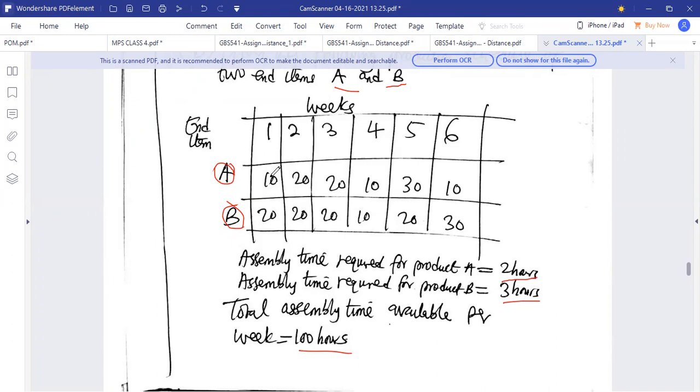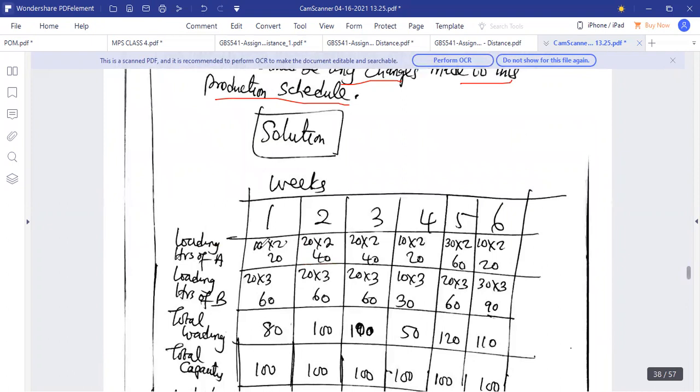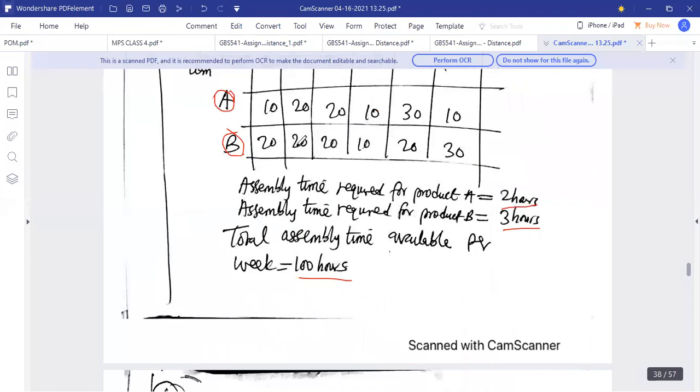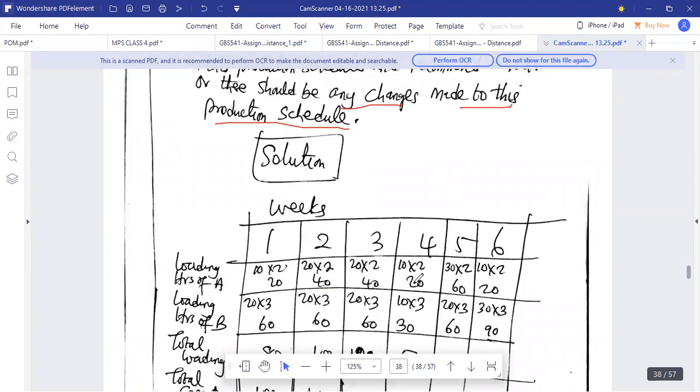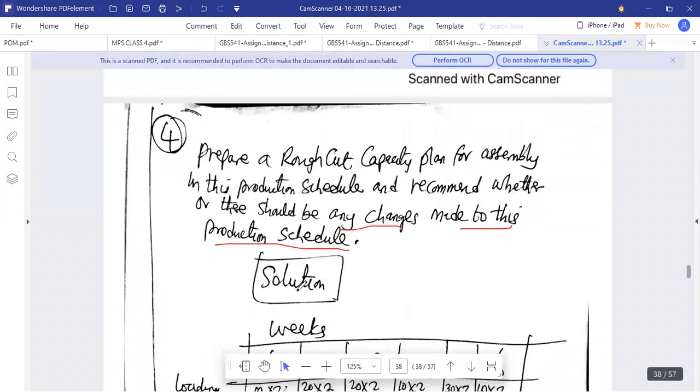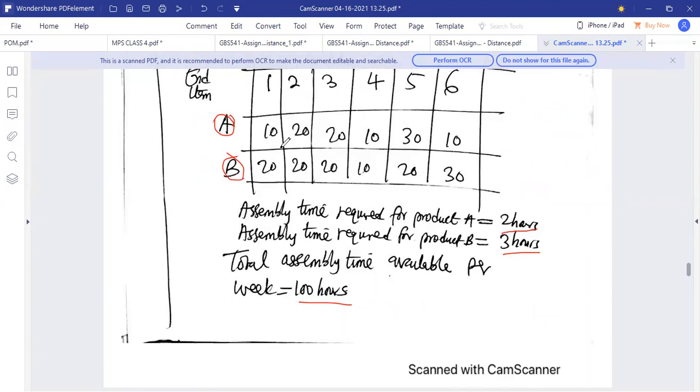So meaning this is to be 10 by 2, 20 by 2. These figures are actually the ones given in the table here above. So we're multiplying each of them by 2. That's the loading hours of A. So that you find the total loading, the total production hours that are there for A, because one product requires 2 hours. And then we have produced these units in the various weeks.